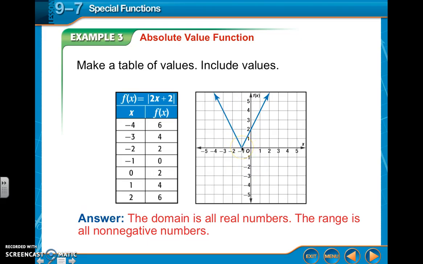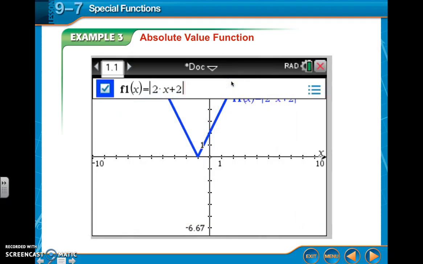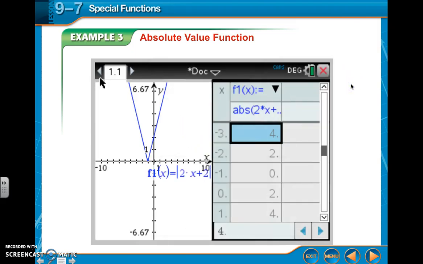So the range goes from 0 to infinity. So you could write it like that instead. This is what it looks like on your calculator. This is what it looks like with the table. Again, notice you've got that middle point.